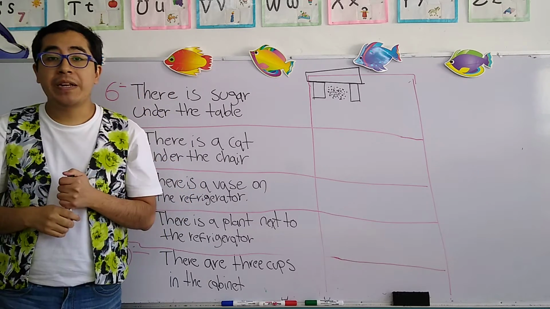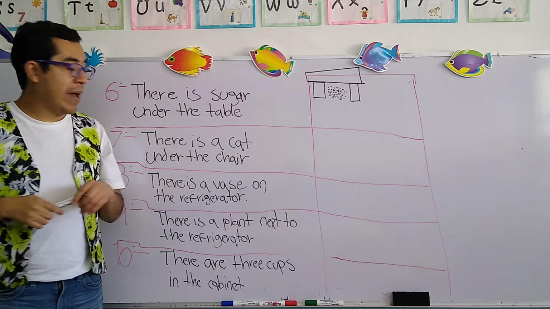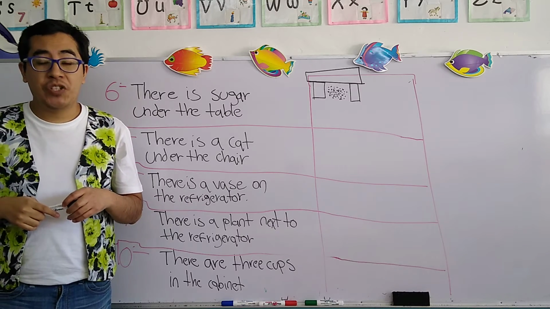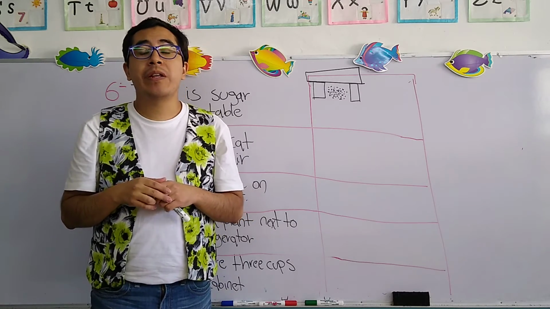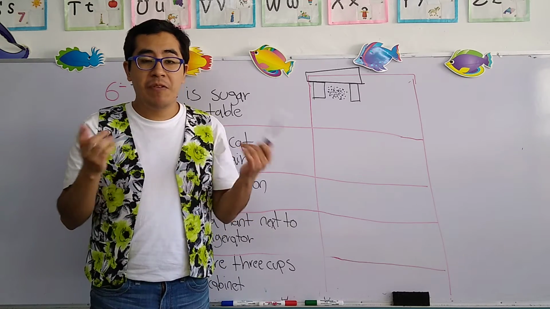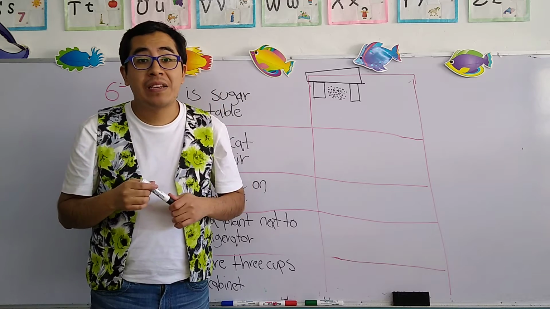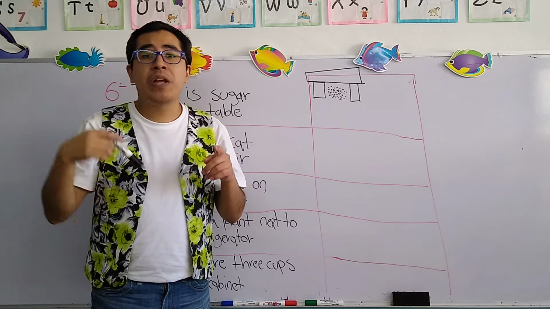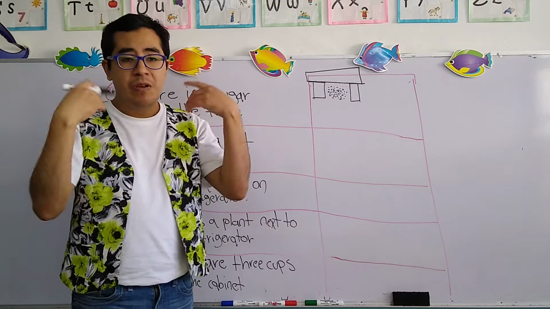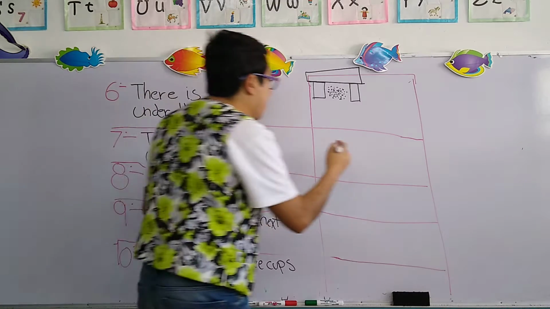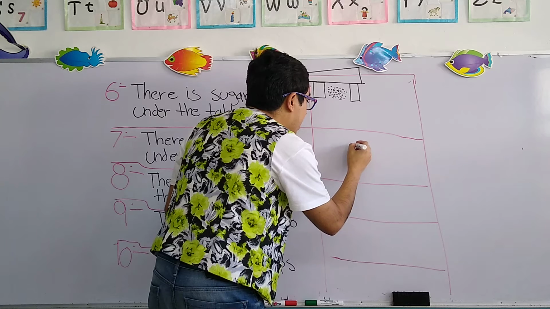For number 7, it says, there is a cat under the chair. So once again, 2 objects including the preposition of place. First of all, the cat. For this, if you only want to draw the face of the cat, there is no problem, which is what I am going to do. Only the face of the cat.